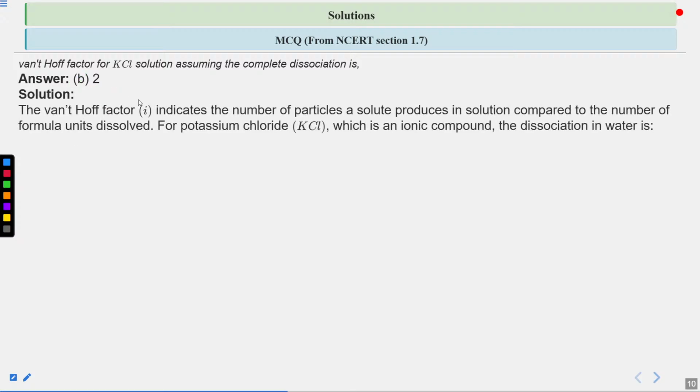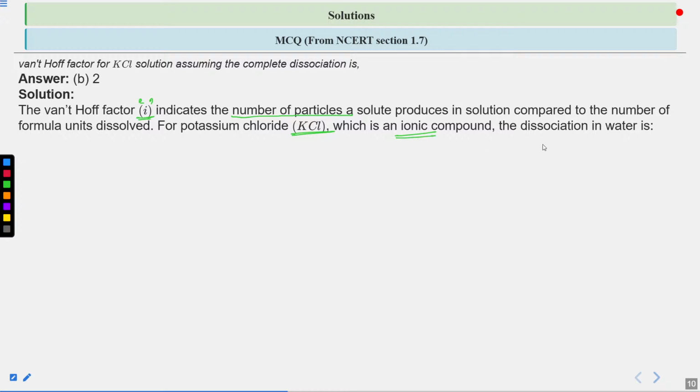So the Van 't Hoff factor, which we represent by small i, indicates the number of particles a solute produces in the solution compared to the number of formula units which will be dissolved in the solution. And we are considering the KCl solution. So potassium chloride is an ionic compound, and it can easily dissociate into ions, right? It is an ionic compound.